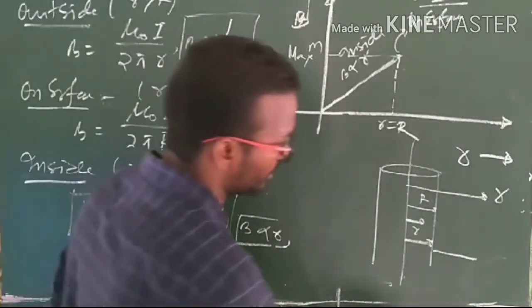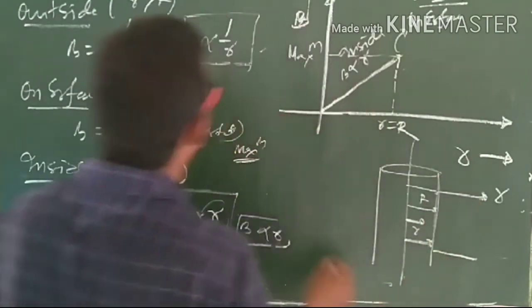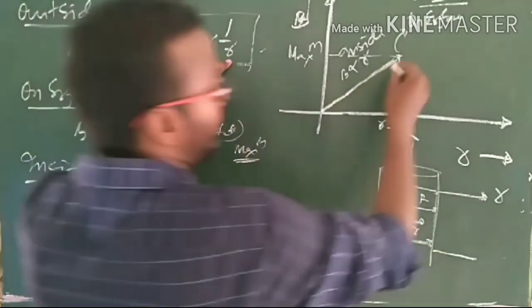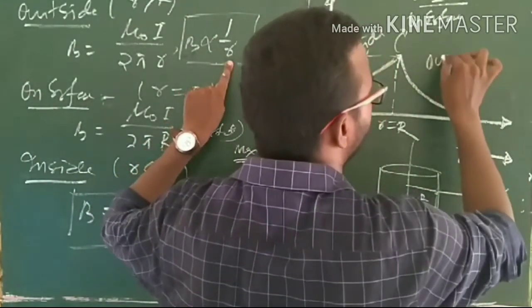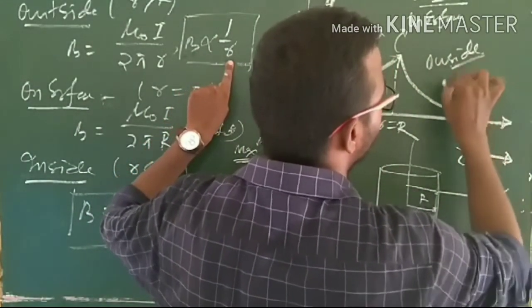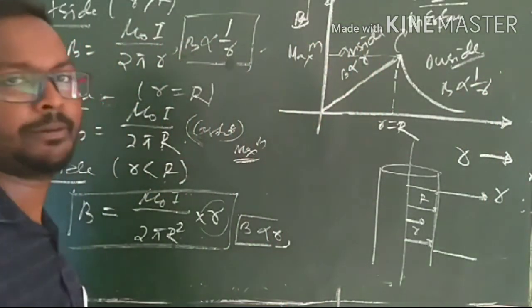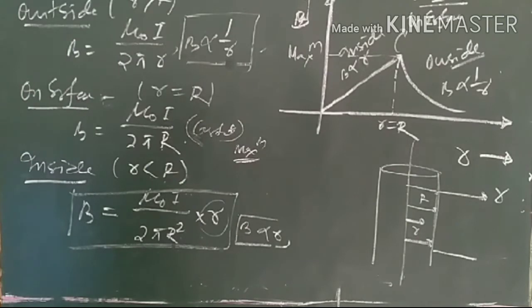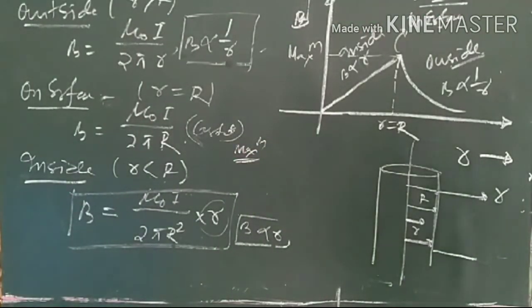But if we come to the outside point, then the magnetic field is inversely proportional. Then it is like this. This is the outside point where B is inversely proportional to r. This is the graph and graphical representation of the magnetic field strength due to a solid cylinder.